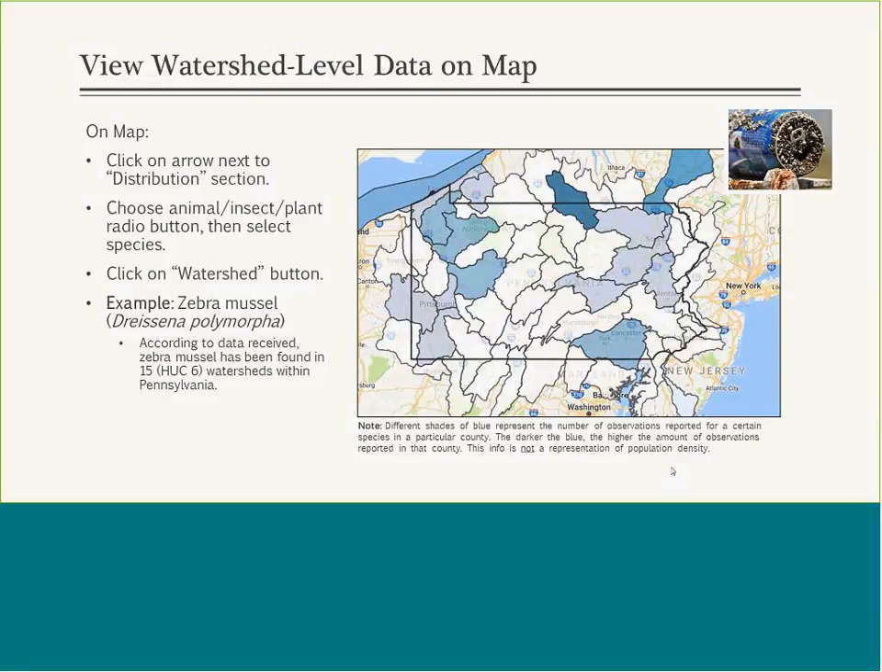This is not representing the population density, and this is also not representing necessarily accurate field data. This is based on data that we have received to our database. There might be other places out there that zebra mussel has been found, and we just don't have that data yet. Just keep that in mind that we are a growing database, and as we get more information, it's going to help to make our map that much more accurate. Okay.